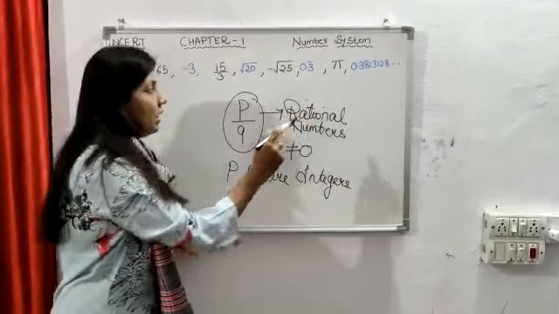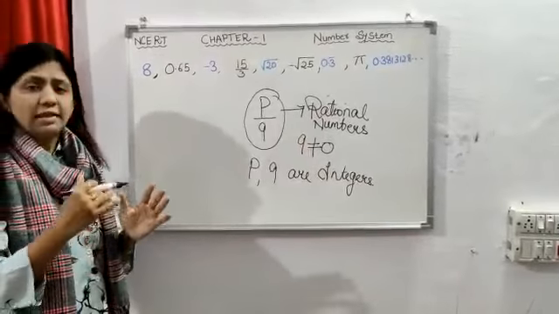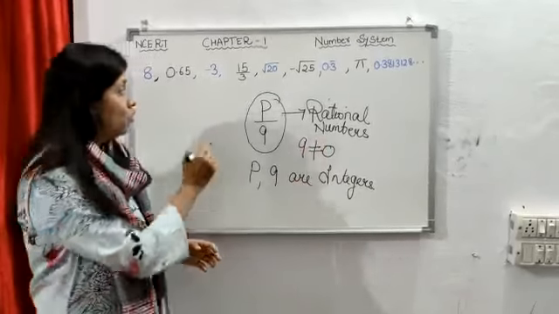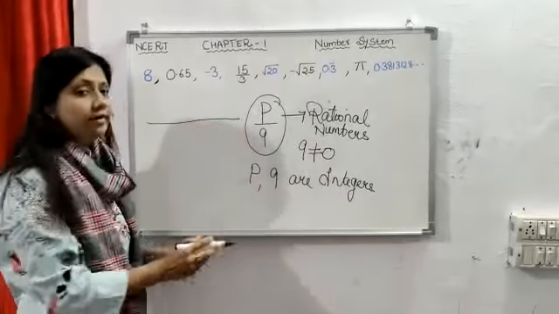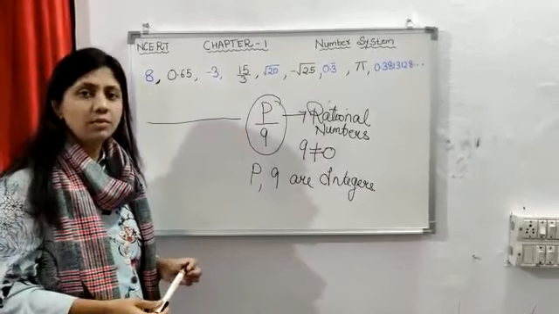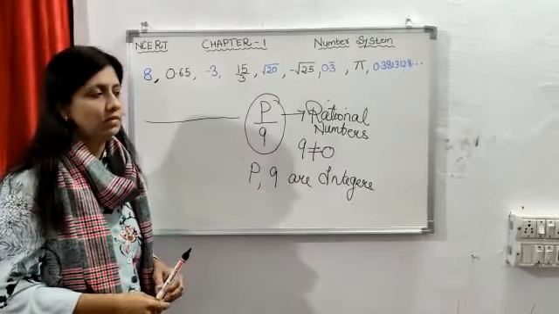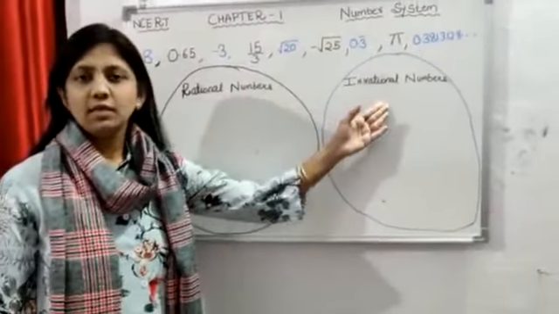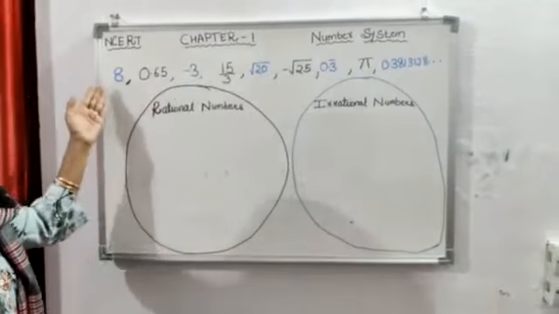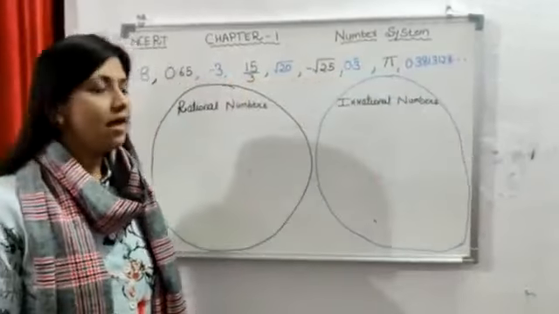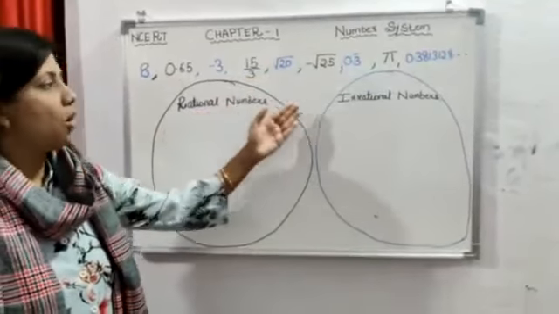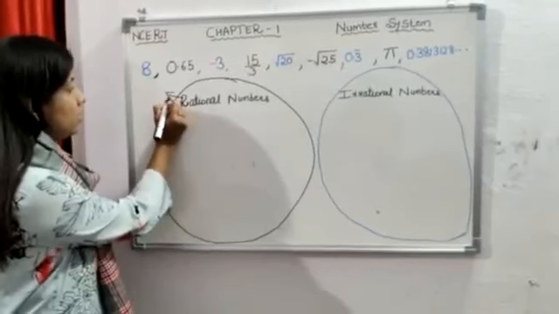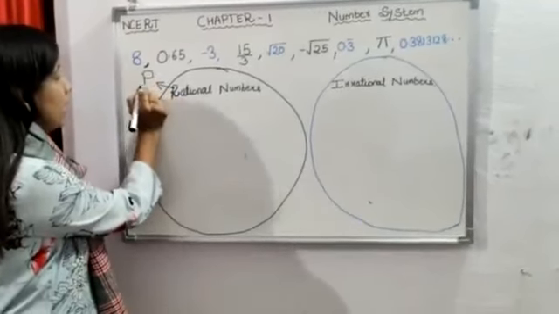In this number system, the number is either a rational number or an irrational number. In our number line, there are infinite rational numbers as well as irrational numbers. Here I am having a bunch of numbers. I will classify them as rational or irrational. As I have already told you, rational numbers are those which can be written in p by q form.